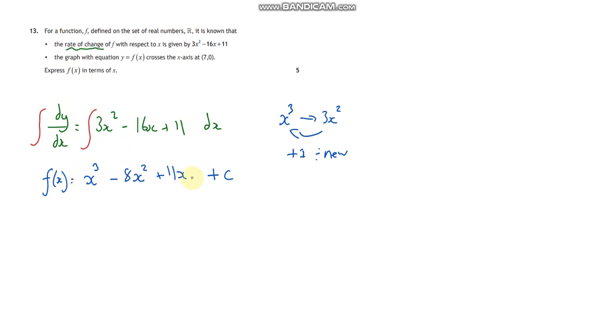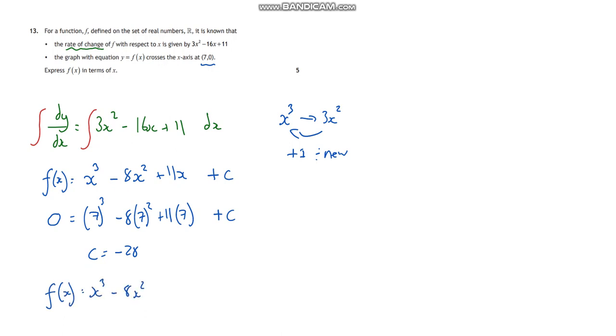Okay, fantastic. And now we need to say, right, well, I know when f of x is 0, i.e. the y value is 0, x is 7. That's what this little point here is telling me. So I've got 8 times 7 squared, plus 11 times 7, plus c. And you should find when you work all that through that c is going to come out as negative 28. And then just write your final answer. F of x is equal to x cubed take away 8x squared plus 11x take away 28. Sorry, I've been a wee bit lazy. I've just looked at the answer. I'm sure we can work out that c is negative 28.